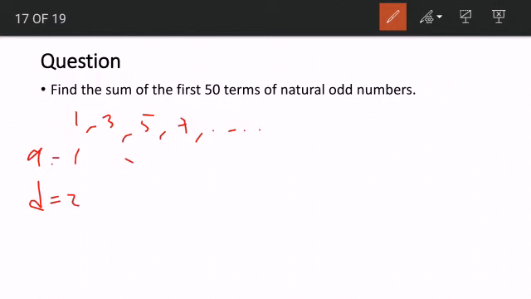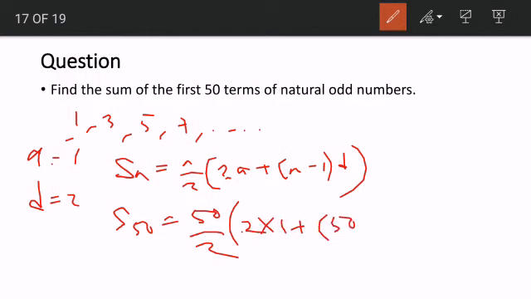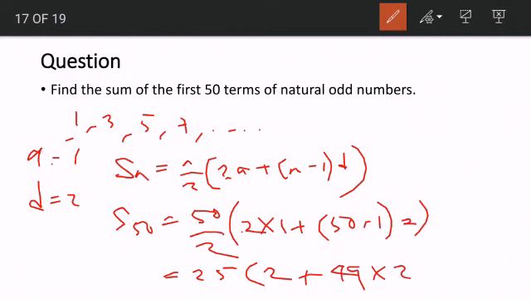So if we are to find the sum of the first 50 terms, first of all, our Sn is n over 2 into 2a plus n minus 1 d, okay? So that means S50, since we are looking for the 50th term, will be 50 over 2 into 2 times your a, the first term, which is 1, then plus n minus 1, that means 50 minus 1, the common difference is 2, okay? And so 50 divided by 2 is 25, 2 times 1 here is 2, now plus 50 minus 1 is 49 times 2, okay? So that is going to give us 25 into 2 plus 49 times 2.